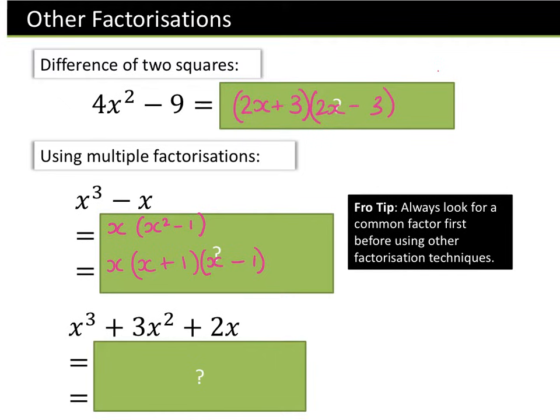So then for this one, we have x cubed plus 3x squared plus 2x. We can see that they all have an x in common, so I'm going to take out a factor of x, squared plus 3x plus 2. I can now see that I have a quadratic in the bracket, which I can then further factorise. 2 numbers that multiply to give me 2 but add to give me 3, x plus 2 and x plus 1.